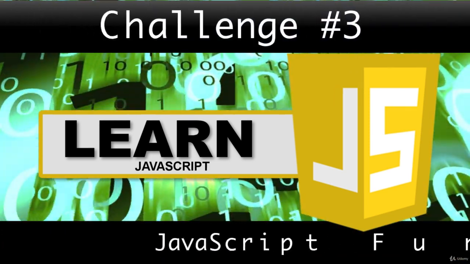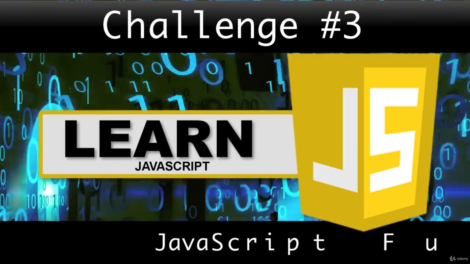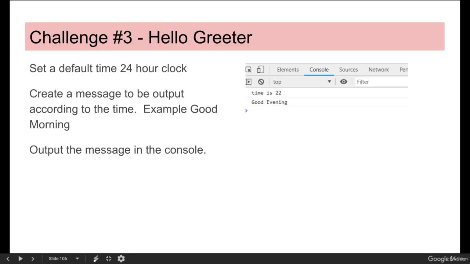This is challenge number 3. We're building a hello greeter. So first we need to set a default time, so you can set up a variable and set any time you want. And then depending on the time, we're going to output a message.